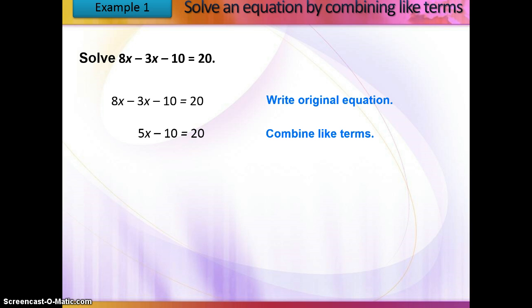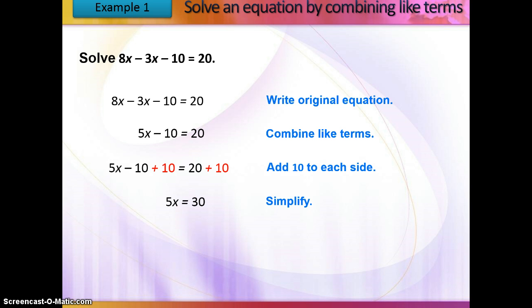Now we're going to add 10 to both sides of the equation, and that cancels out the 10 on the left side, which will leave us with 5x equals 30. And then next we're going to divide both sides by 5. Our answer is x equals 6.